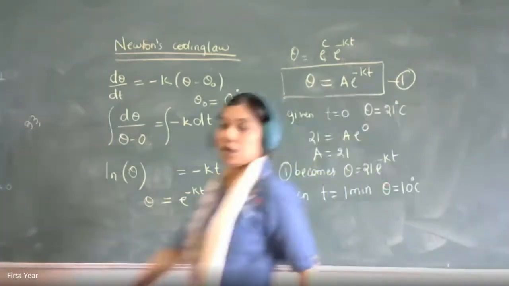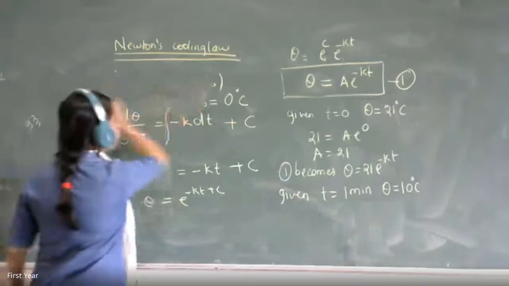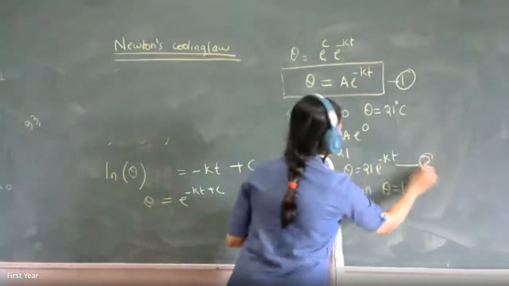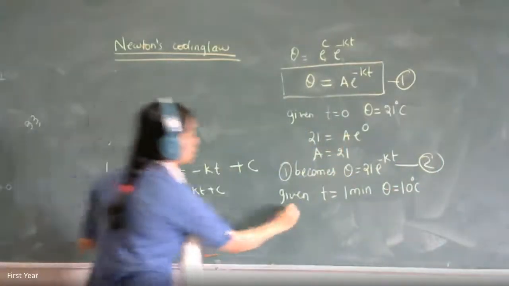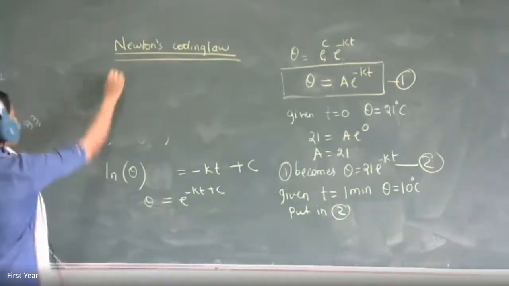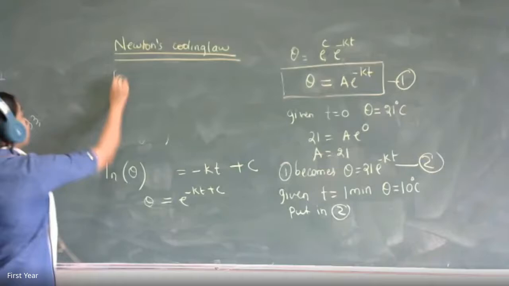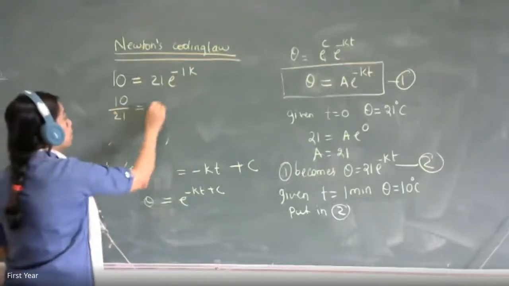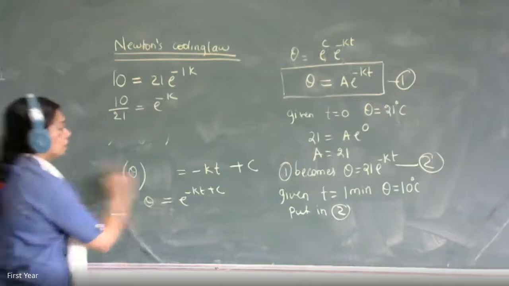So what will be your answer now? You put it and check where you want to put it. Call this equation 2. So put it in equation 2. What do you get? 10 is equal to 21 e raised to minus k. So 10 by 21 is equal to e raised to minus k, or how will you get the value of k? Yeah. Ma'am, theta will be 11. Log of 2.1.